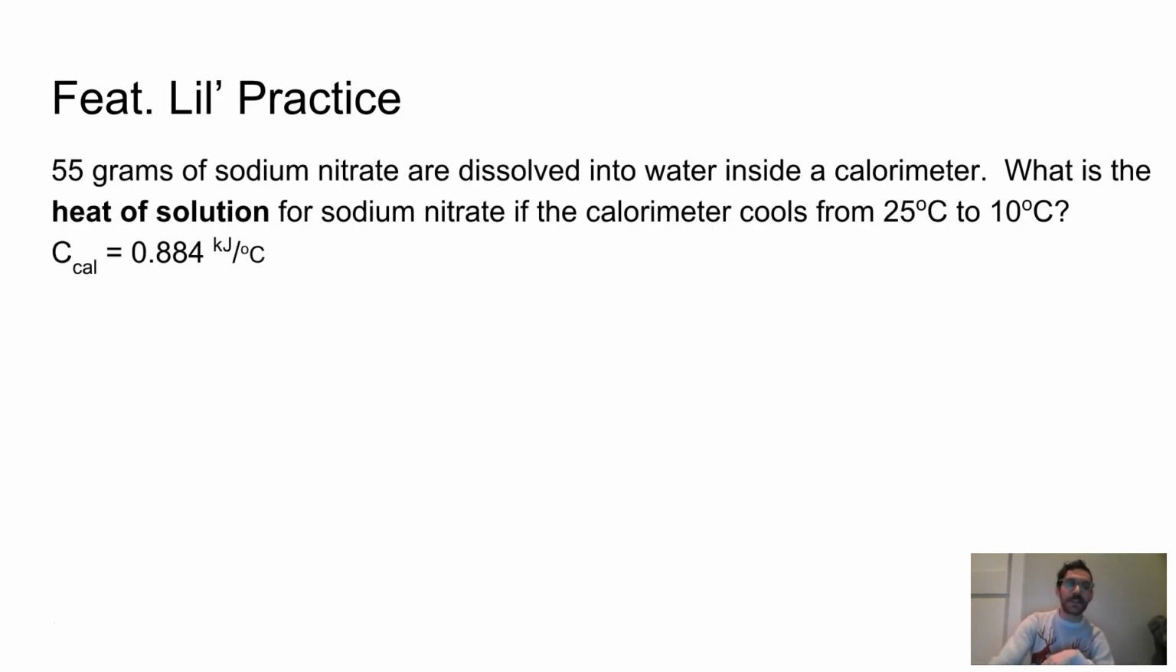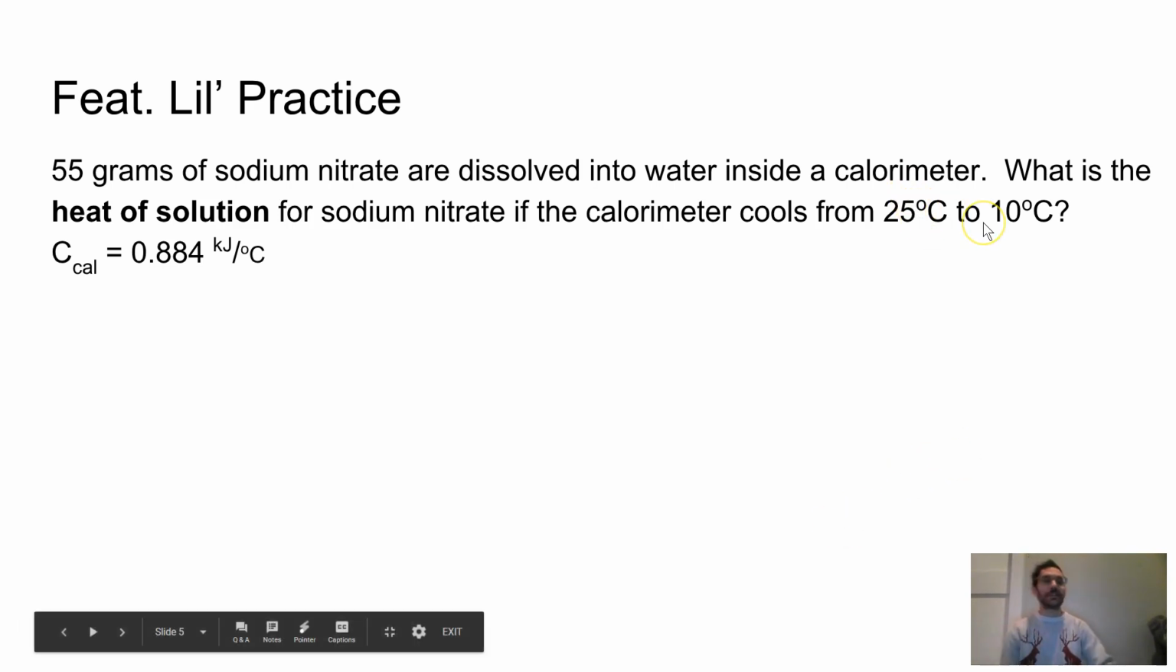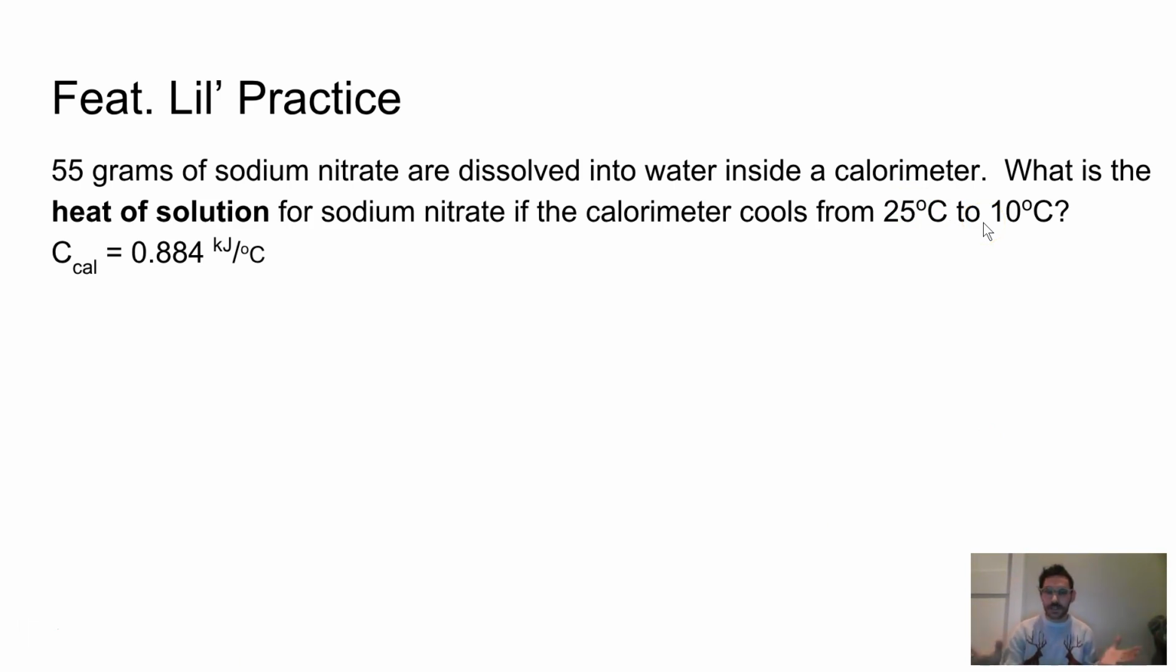We've got 55 grams of sodium nitrate dissolved in water inside a calorimeter. What is the heat of solution for this sodium nitrate if the calorimeter cools from 25 degrees Celsius to 10 degrees Celsius? And we know C-cal for the calorimeter. We're going to do this similar to how we would do a typical reaction, Q equals mCΔT, except we're going to use Q equals C-cal ΔT.